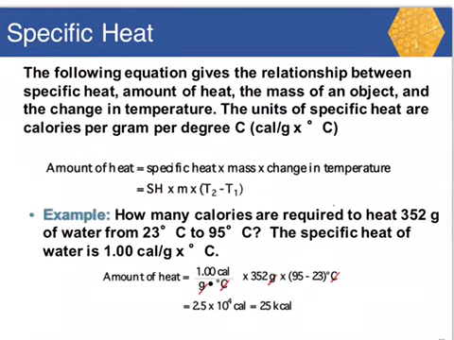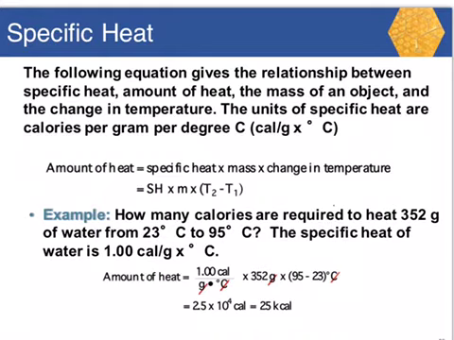So the following equation gives us the relationship between specific heat, the amount of heat, the mass of an object, and the change in temperature. The units of specific heat are calories per gram per degree Celsius. The amount of heat is equal to the specific heat times the mass times the change in temperature.